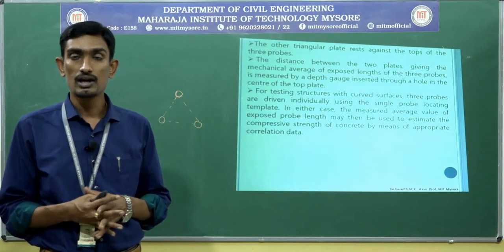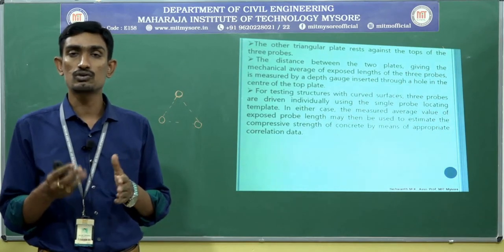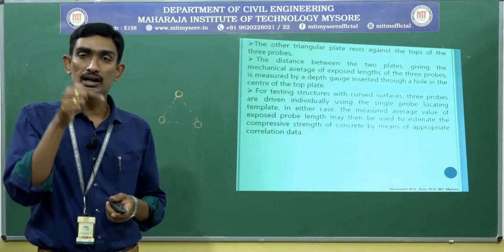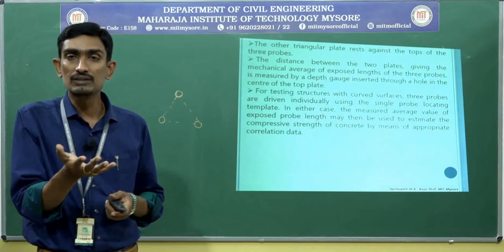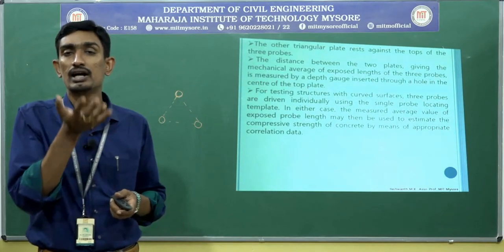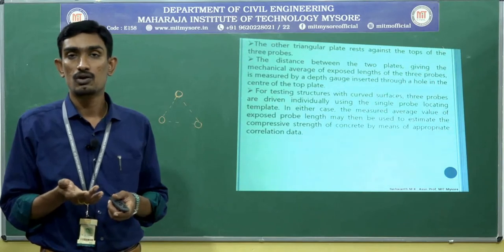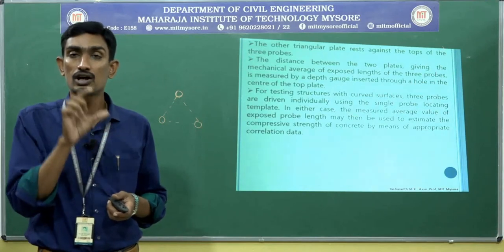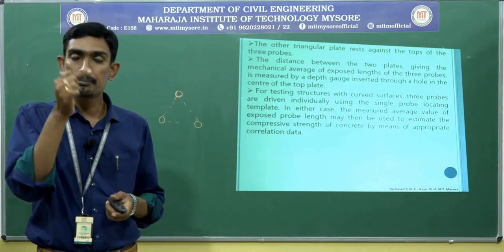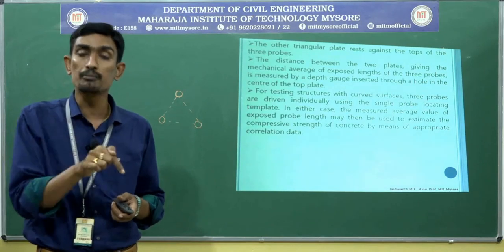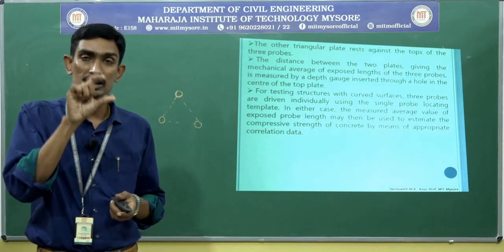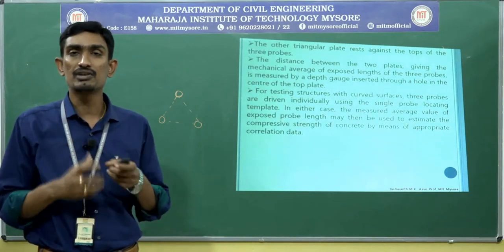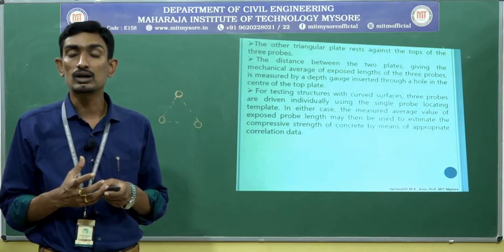I will repeat. In this penetration resistance test, they insert the probe inside the concrete member. That penetration will depend upon how strong the concrete member is to resist the probes. If the probe does not penetrate to more depth, that means the concrete quality is good. If the probe penetrates more, the exposed length will be very less, and automatically the quality will be very bad. Vice versa. So like this we assess the strength and quality of concrete.